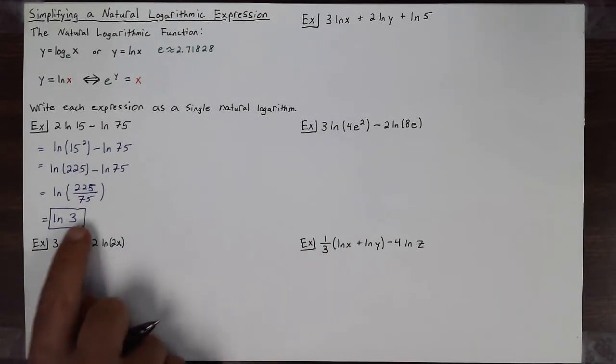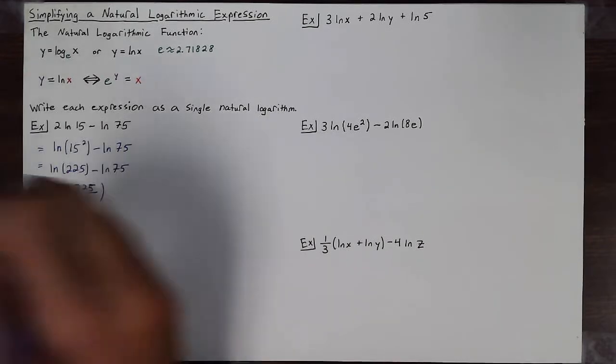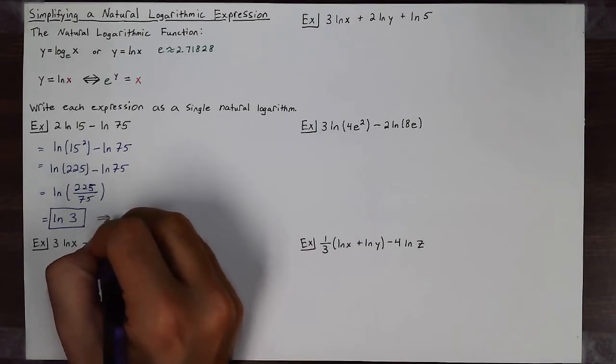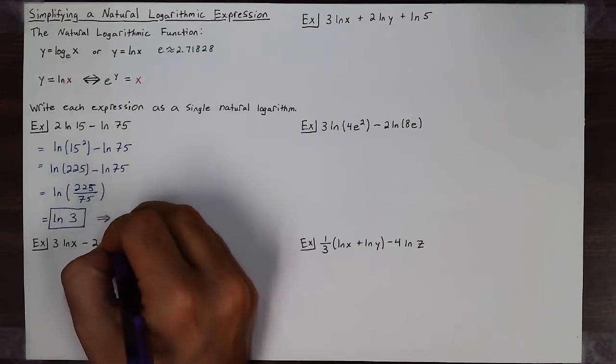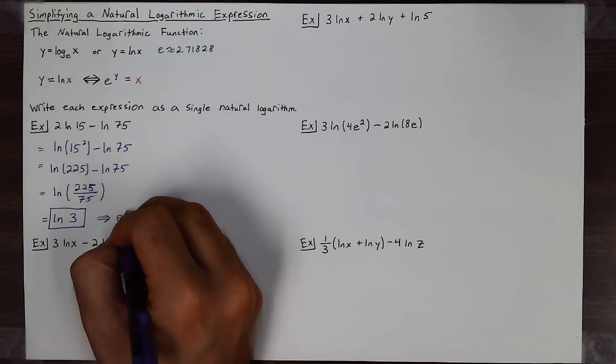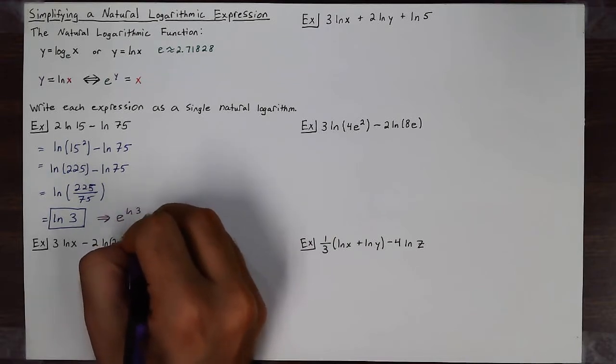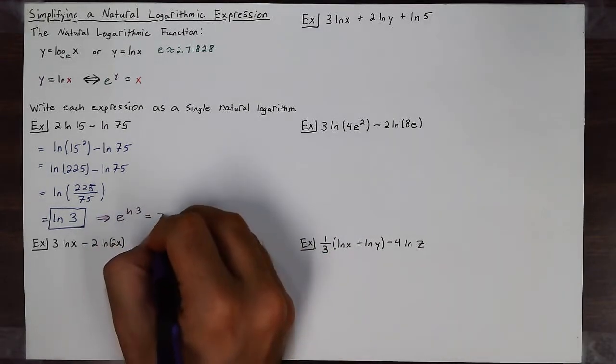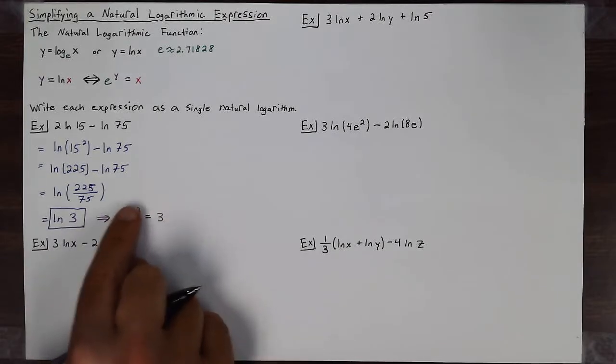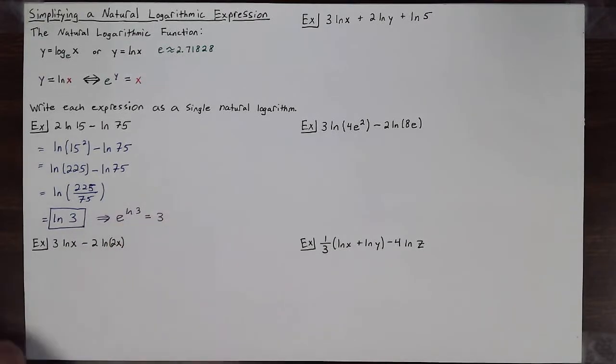So by definition, this number here, just to go back over it, is the power you would raise e to, to get 3. So that's the exponent you raise e to, to get 3.